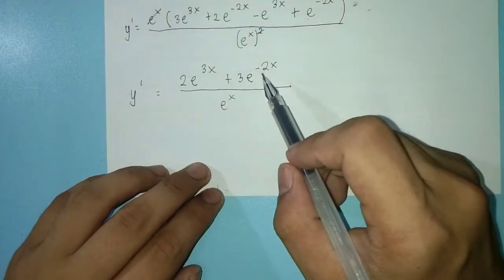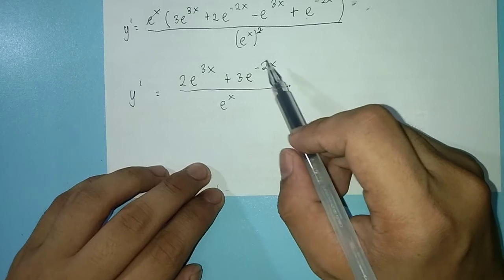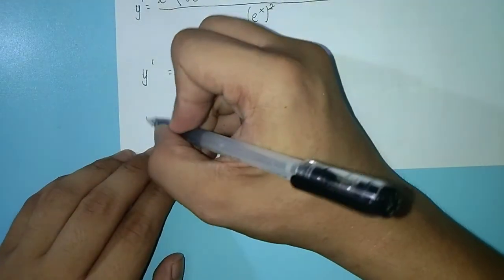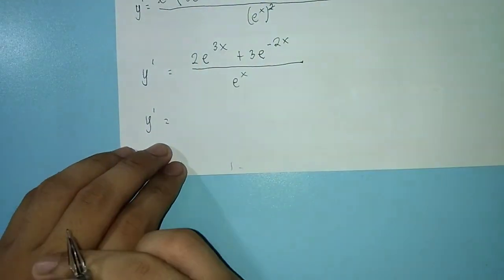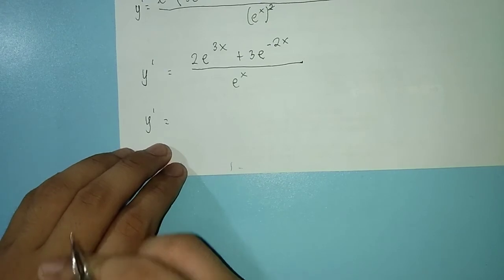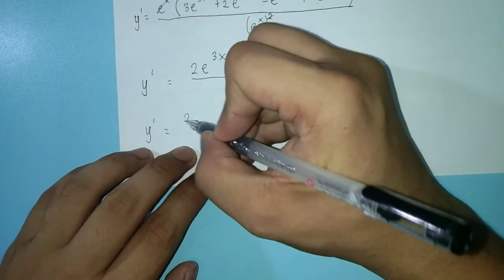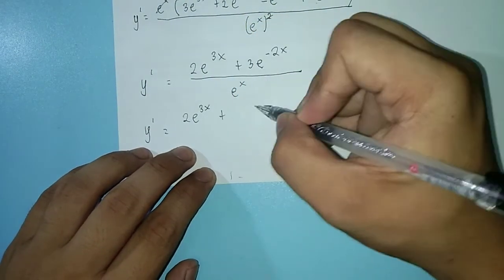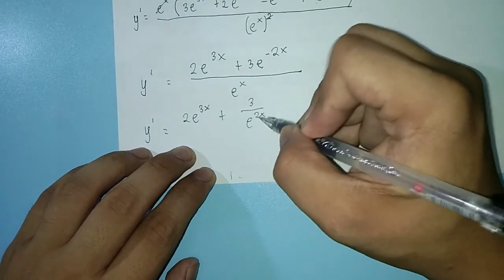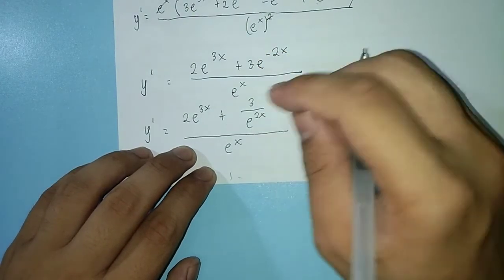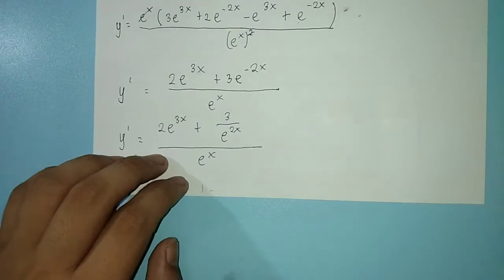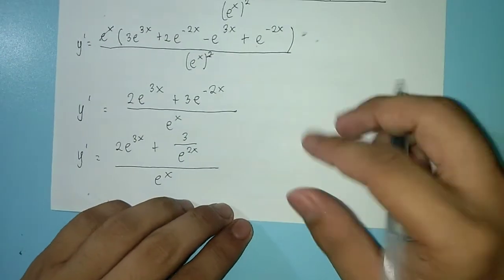Okay, so lagay natin to sa denominator kasi may negative exponent, no? So hanggat maaari mas maganda na walang negative exponent. Okay, so 2 e raised to 3x plus 3 over e raised to 2x all over e raised to x. So yan, naging complex fraction na siya. Okay, so simplify pa natin.